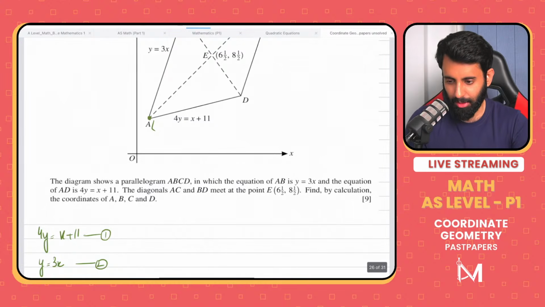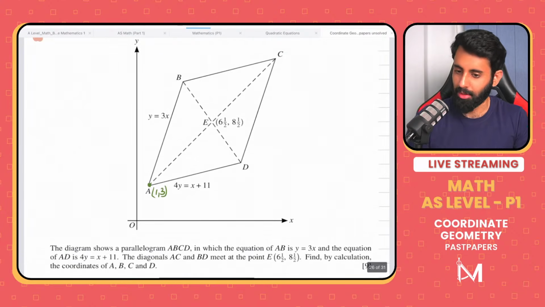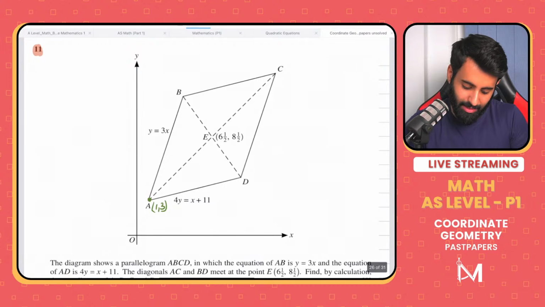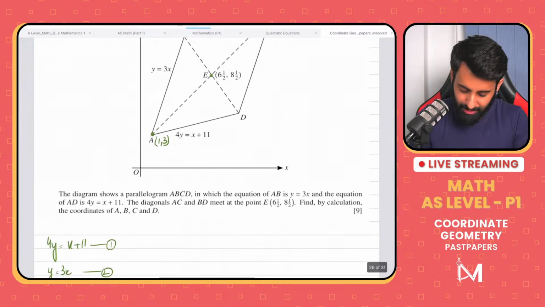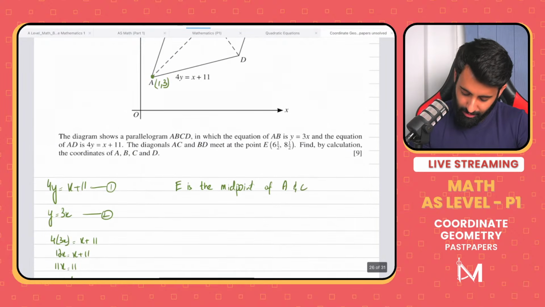We need to find out the coordinates of A, B, C, and D, but we don't have to do it in the same order. So 1, 3 are the coordinates of A. Now what I'm going to do is I'm going to find out the coordinates of C first, okay? Now how can I do that? How can I find out the coordinates of C? Let me show you. Remember, in a parallelogram, the diagonals intersect at midpoint, okay? So the midpoint of A and C is E. Okay, so let's write that down. E is the midpoint of A and C.